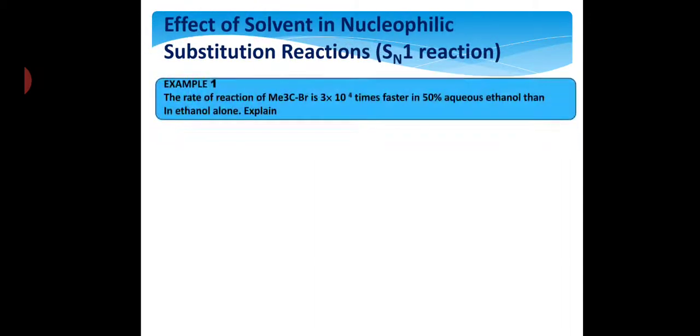Look at this example. It is observed that the rate of the reaction of tertiary butyl bromide increases 3 into 10 to the 4 times as the solvent of the reaction is changed from ethanol to 50% aqueous ethanol. From where should we start thinking? Look at the substrate.